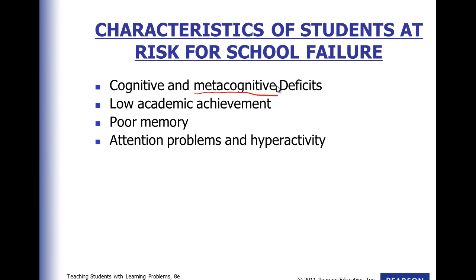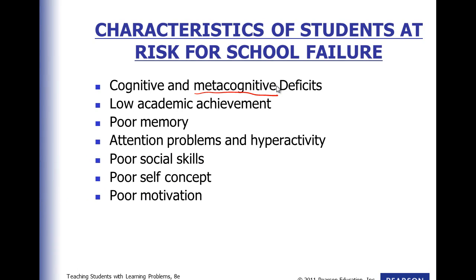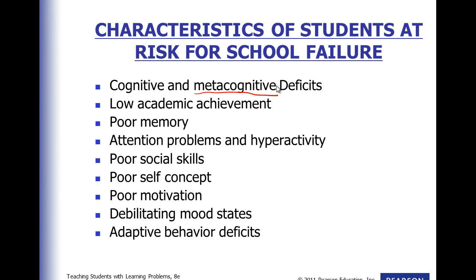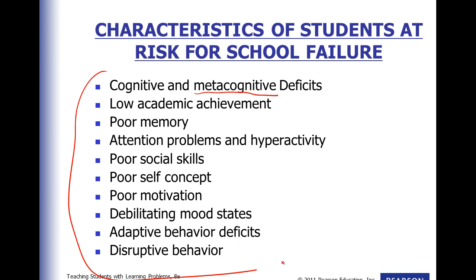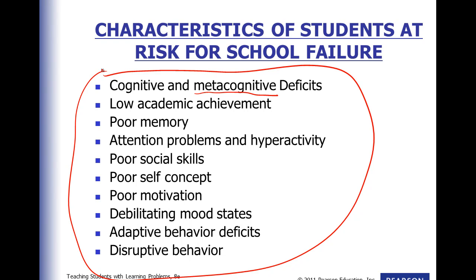poor memory, attention problems and hyperactivity, poor social skills, poor self-concept, poor motivation, debilitating mood states, adaptive behavior deficits, and disruptive behavior. Now, here's what's interesting also. These characteristics can be identified in kindergarten. For the most part, these are not characteristics that develop as they go through school. Often, kindergarten teachers and elementary teachers can identify these characteristics in kids that are going to be at risk.